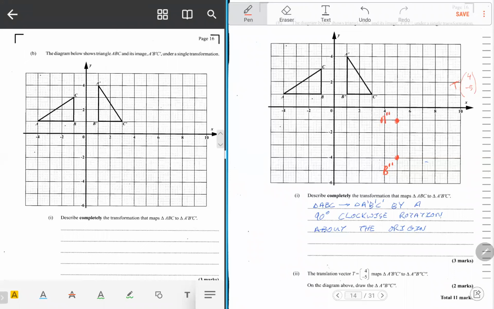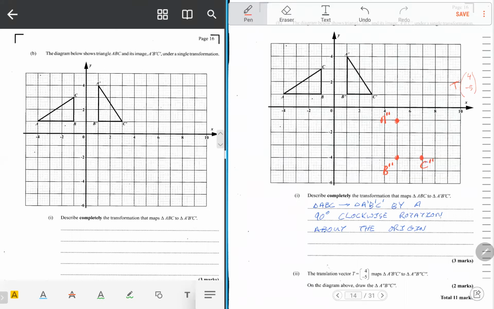C double prime. We do the same thing for C: 4 to the right, 5 down. So you go 1, 2, 3, 4 to the right, 5 down: 1, 2, 3, 4, 5. So right here is where C double prime goes. You see this point is C double prime.